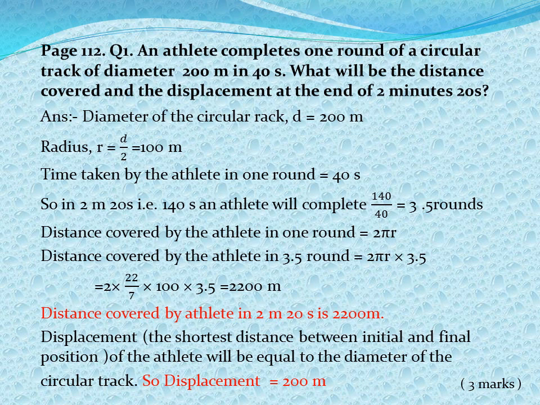So, in 2 minutes 20 seconds, that is 140 seconds, an athlete will complete 140 divided by 40 equals 3.5 rounds. Distance covered by the athlete in one round is 2 pi r. Distance covered in 3.5 rounds equals 2 pi r into 3.5 equals 2 into 22 by 7 into 100 into 3.5 equals 2200 meter. Distance covered by the athlete in 2 minute 20 second is 2200 meter. Displacement, the shortest distance between the initial and final position of the athlete, will be equal to the diameter of the circular track. So displacement is 200 meter.